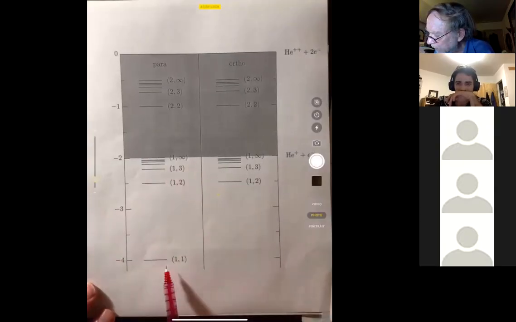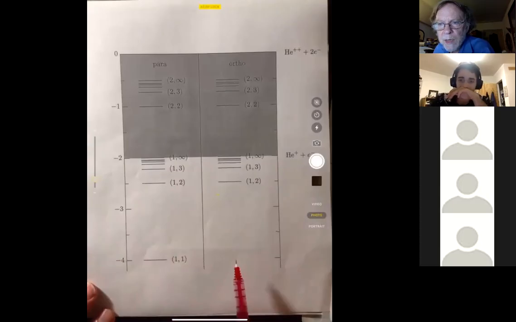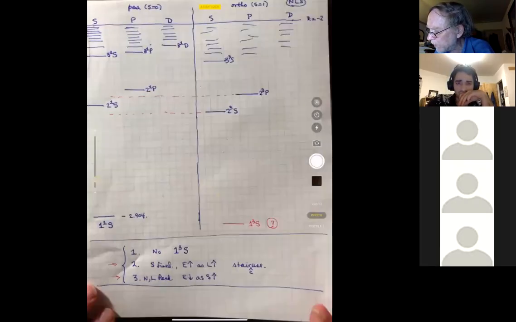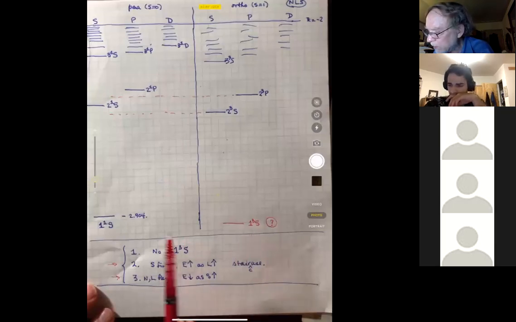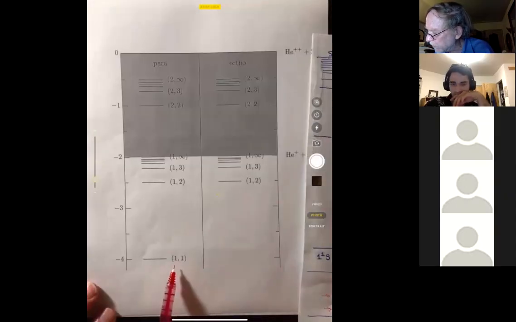However, there's an interesting feature. Even in the unperturbed system, there is no 1-1 state over on the ortho side. That's because this is case 1, and in case 1, the spatial part of the wave function has to be symmetric. There is no antisymmetric version of it. This already gives us an explanation for why there's no 1 triplet S in real helium, because this 1 singlet S obviously grows out of this 1-1 when we turn on the perturbation.